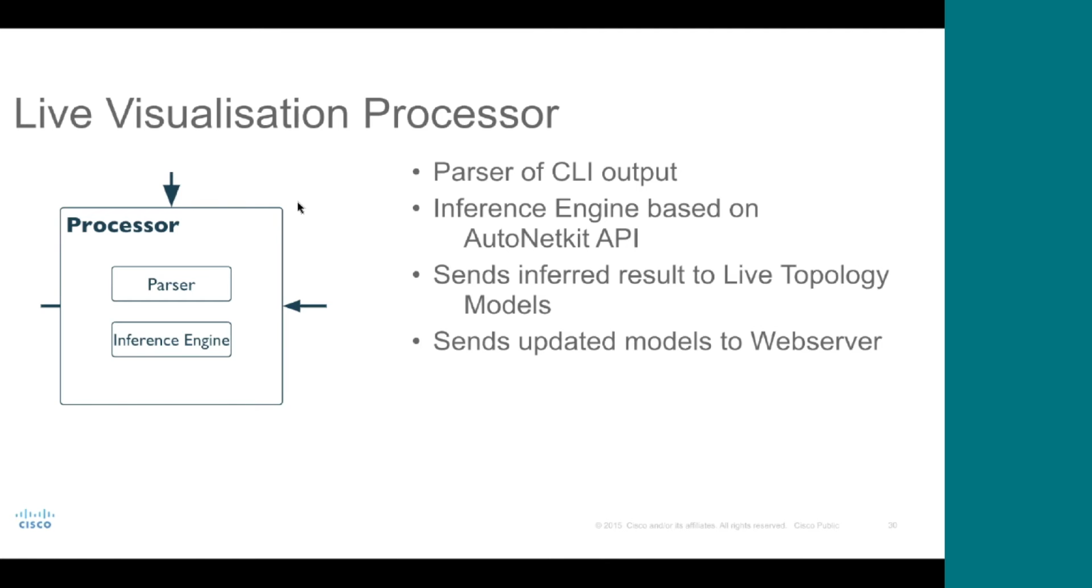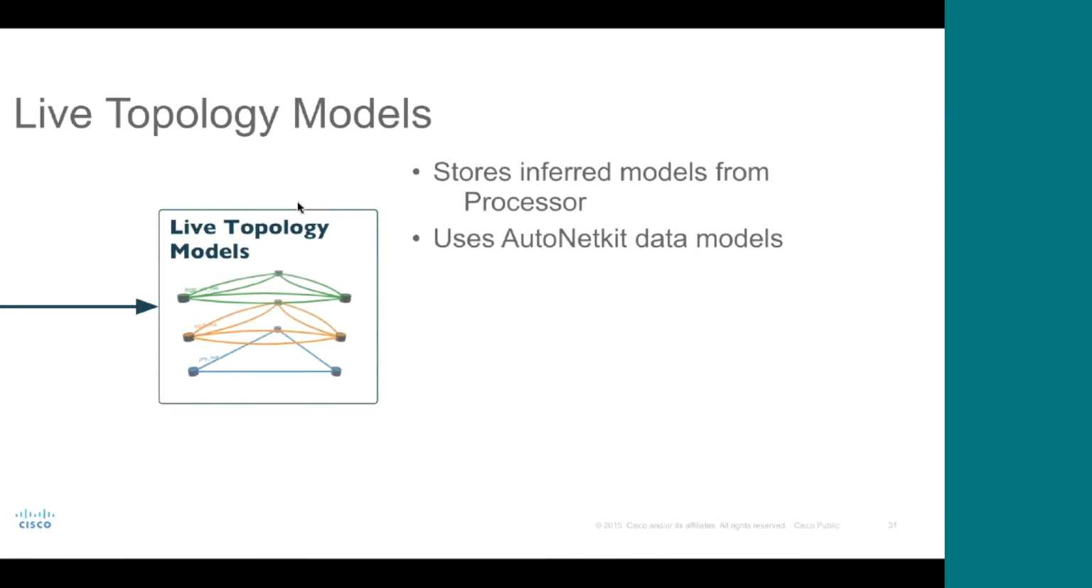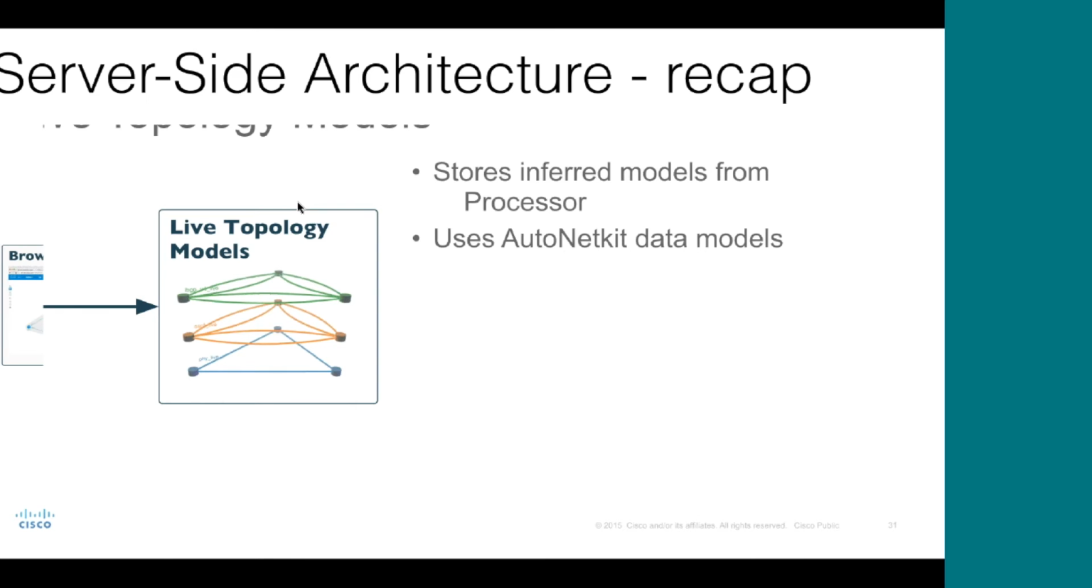Once we've done the parsing and the inference, we'll send that to the live topology models piece, which is just storing what all those different overlay networks look like, and then it will send those models to the web server. The live topology models is the final piece here, and that's really each of those topologies that we've inferred. So it might be OSPF, it might be BGP, or the physical topology. Once we've got all that collection data back and built up what the model looks like, we'll just store them here, so next time we can update that when we get updated data from the device. And then that's sent back. So this is the overview.